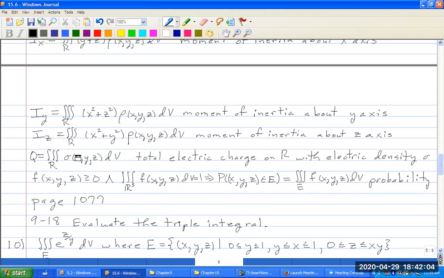Suppose you have an electric charge density, sigma, at each point in some region R. Then the total electric charge on the region R is just the triple integral over R of sigma. A probability density function is a function such that f is greater than or equal to 0, and the integral over R3 of f is equal to 1. The probability that your point is in some region E is the integral over E of this probability density function f.